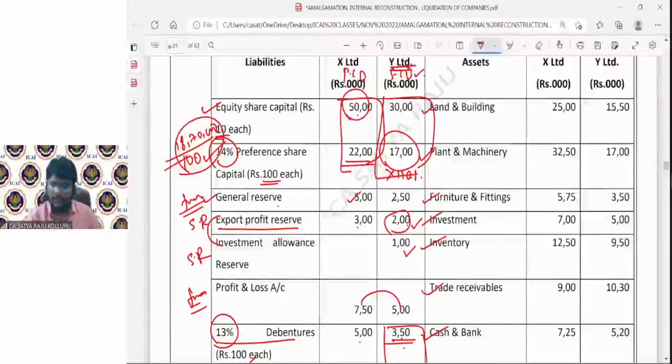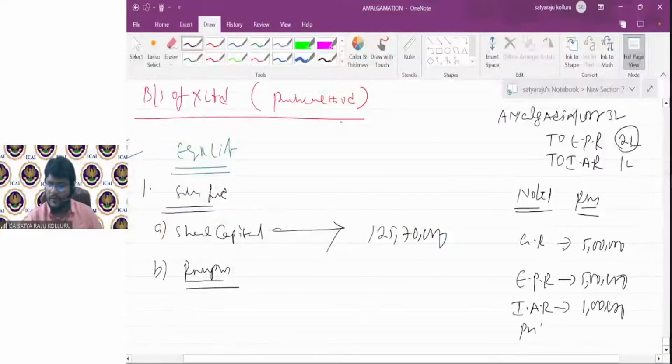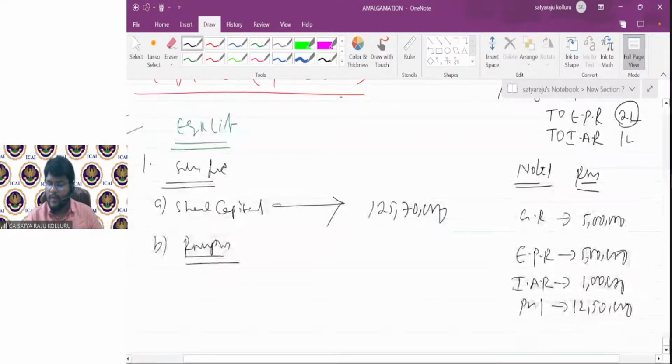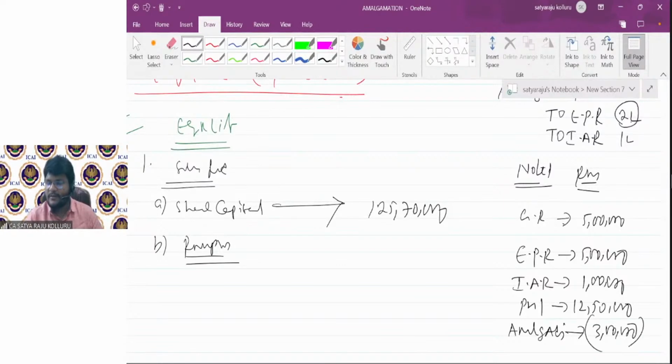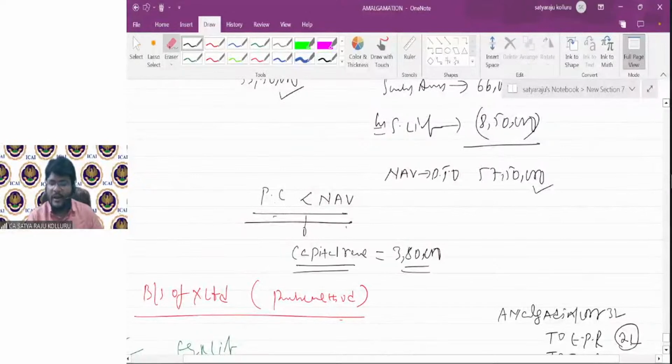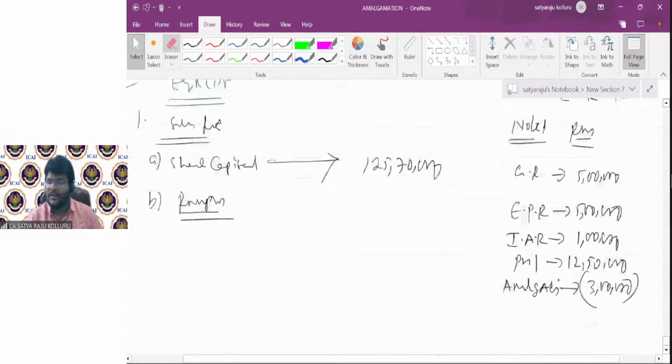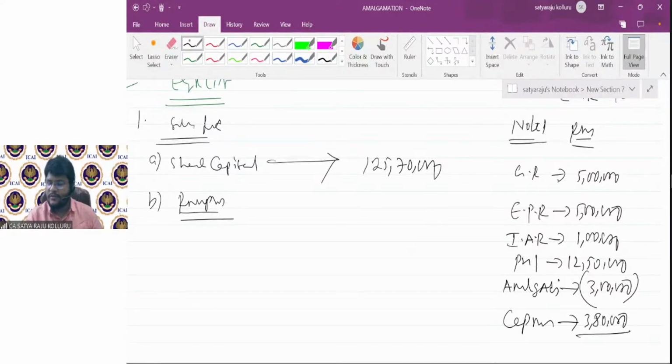Next, profit and loss account, 12 lakh 50,000. Not yet over. Amalgamation adjustment account, negative balance, you need to show 3 lakhs. Yes. Still not yet over. Sir, while comparing PC with NAV, you derived capital reserve, right? Where should I show such capital reserve? Under reserves and surplus only. So capital reserve you need to show, which is 3,80,000. So presentation of reserves and surplus plays the crucial role here.